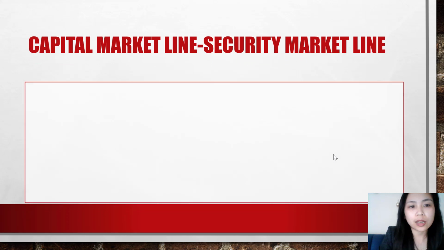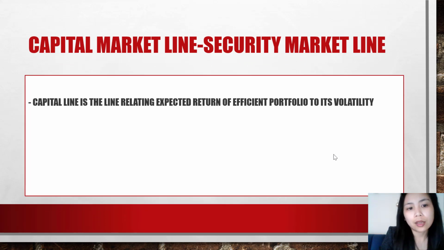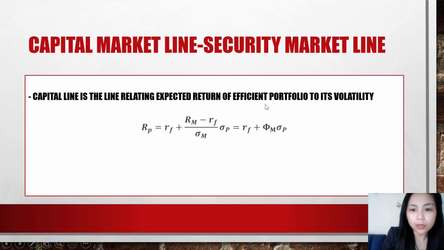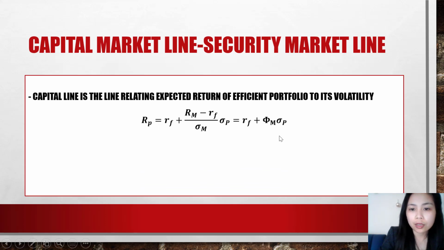And between the capital market line and security market line, the capital market line is the line relating the expected return of an efficient portfolio to its volatility. Remember, the capital market line makes a connection between the expected return of a portfolio toward its volatility, and any portfolio that lies on the capital market line is said to be efficient. And this is the equation of it. The slope of the capital market line is the Sharpe ratio of the market.